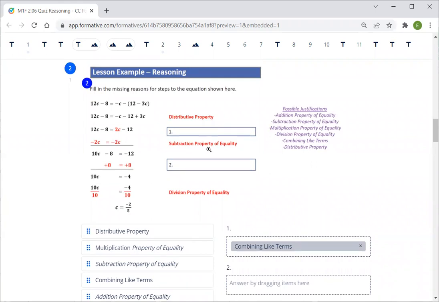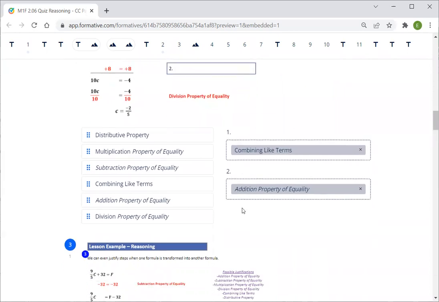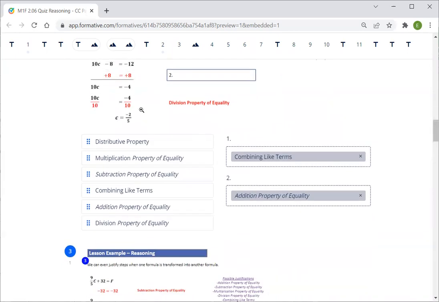And then subtraction of equality. And then if we look here, the plus 8 on both sides, that is the addition property of equality. And the last one is division, because they divide by 10 on both sides.